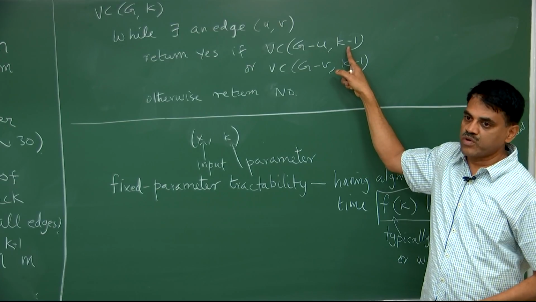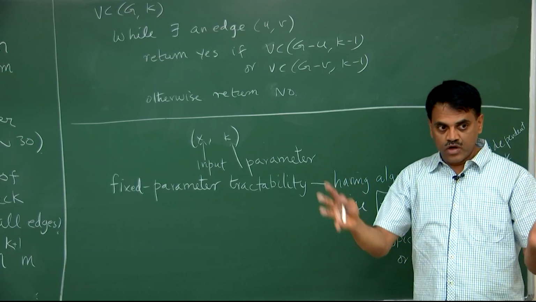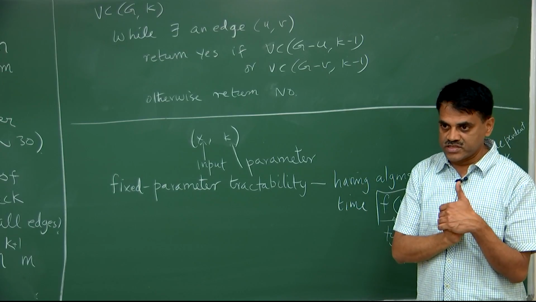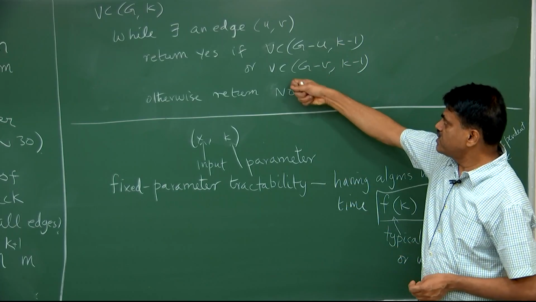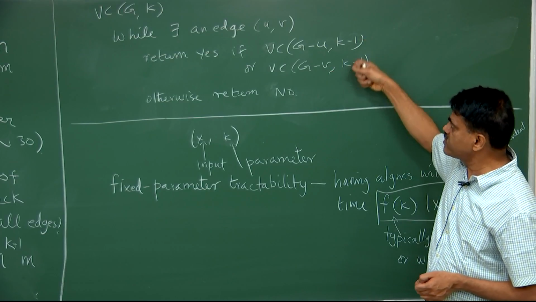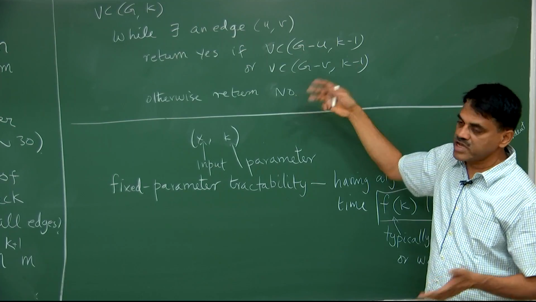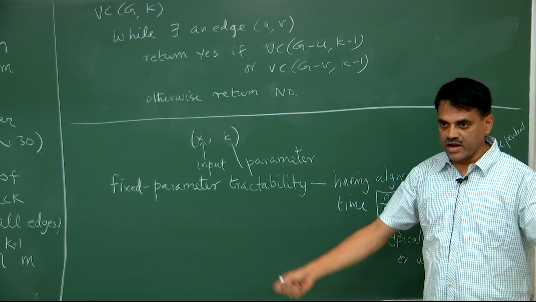If there exists one of size k minus 1, I can pick that vertex cover and add u, and that together will be a vertex cover of size at most k. Otherwise, try deleting v and see. If neither of these succeeds, then you say there is no vertex cover, because I tried both of these.